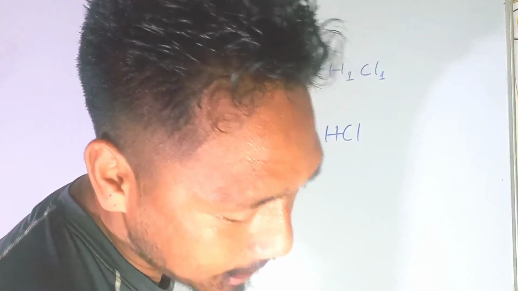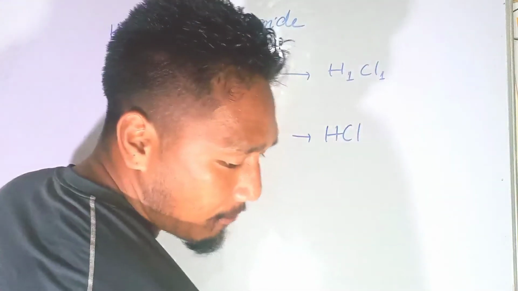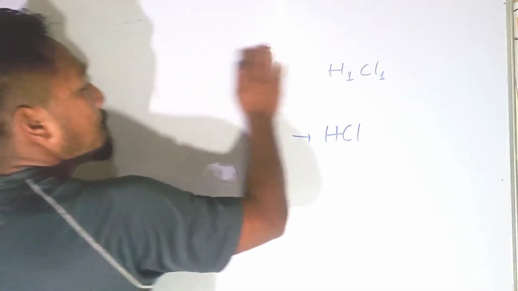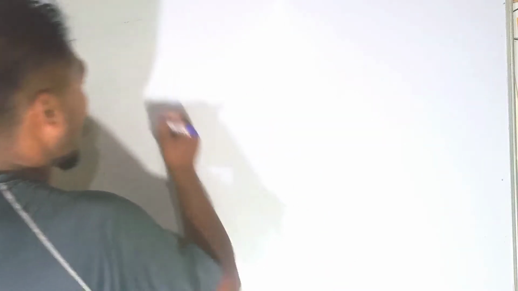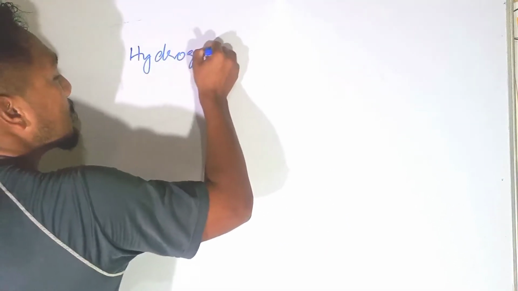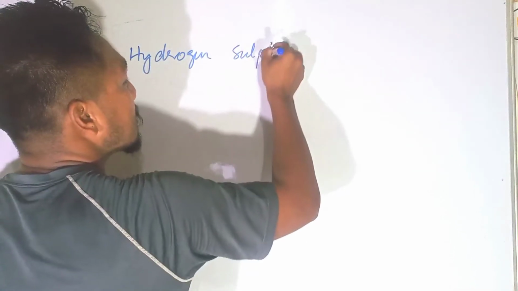Next we are going to write hydrogen sulfide. If you want to know the valency of any element, you can go to table number 3.6, page number 39. Their symbols and their valencies are already given there. Second is hydrogen sulfide.